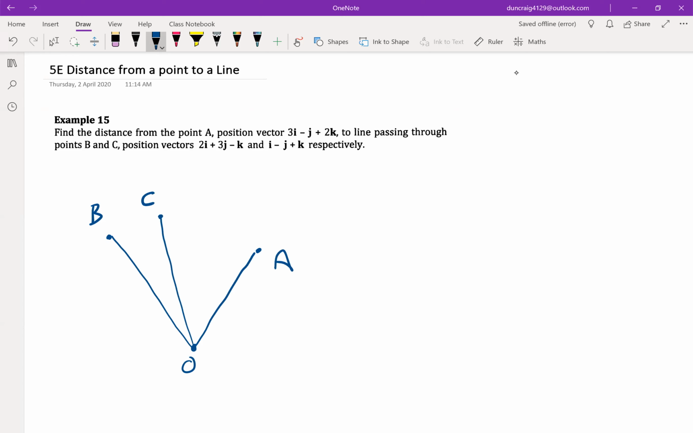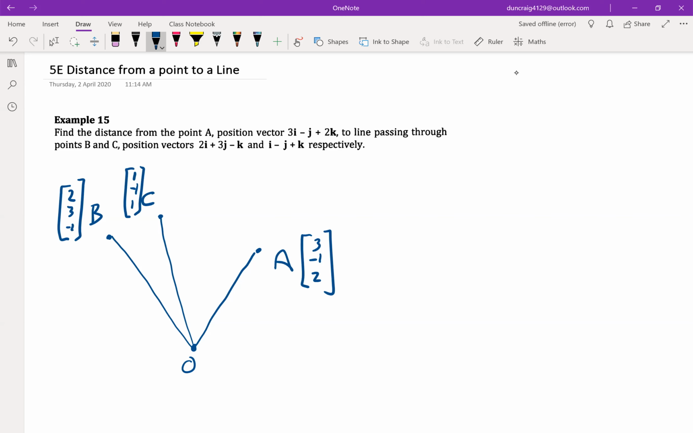And actually, I might list each of the positions as well for each of these. So for A, we've got 3, minus 1, 2. For B, we've got 2, 3, negative 1. And for C, we've got 1, negative 1, 1. So we've got each of our points there.